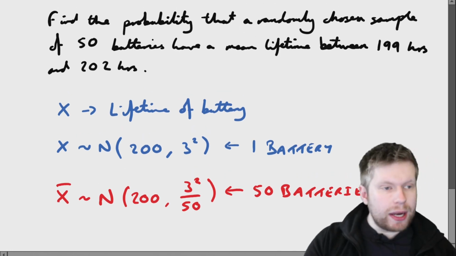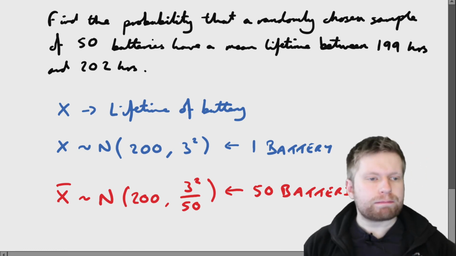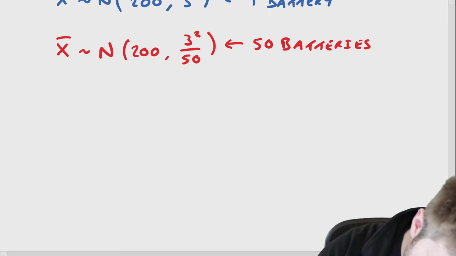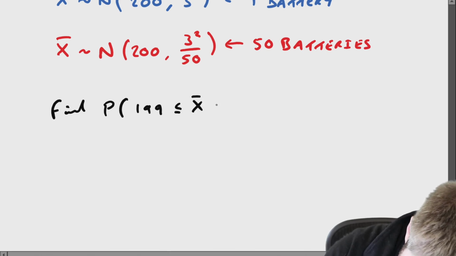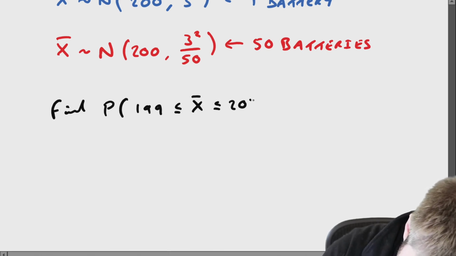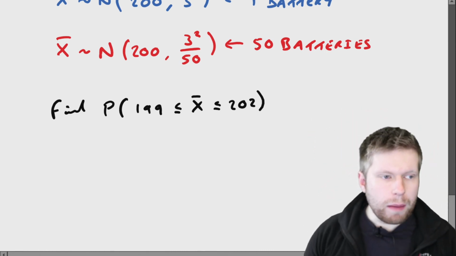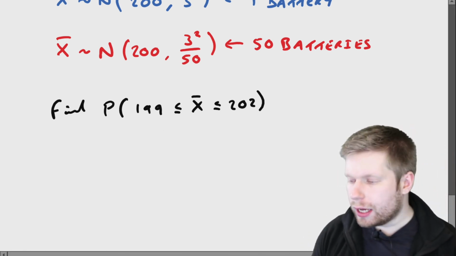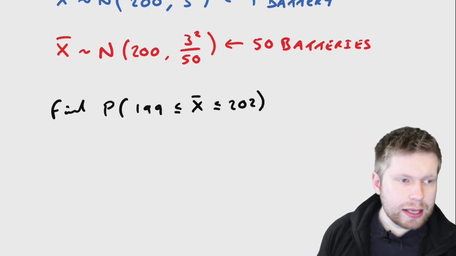So I want to find the probability that the mean lifetime of this sample of 50 batteries is somewhere between 199 and 202 hours. So I want to find the probability that X bar is somewhere between 199 and 202 hours. Okay, just remember that it doesn't matter whether I write less than or equal to, because it's a continuous random variable. In this case, X less than or equal to and less than are seen as exactly the same thing. So let's go about and do this.